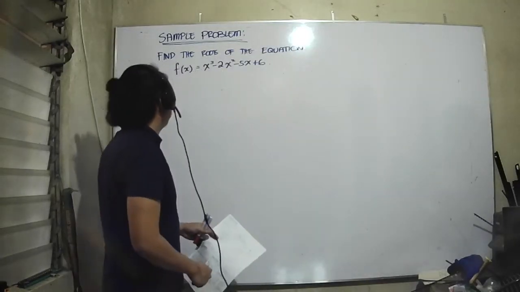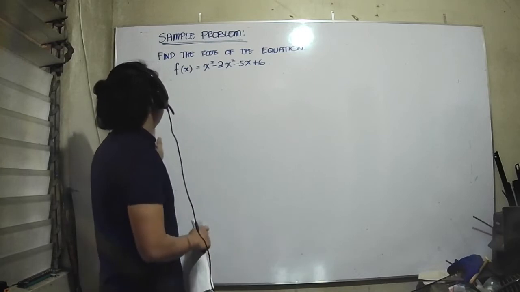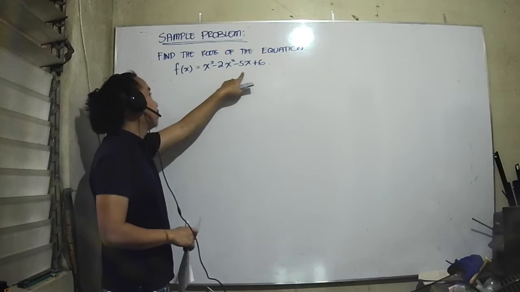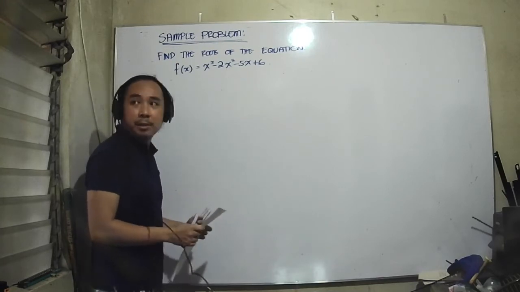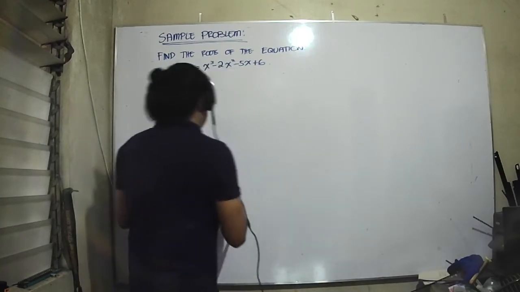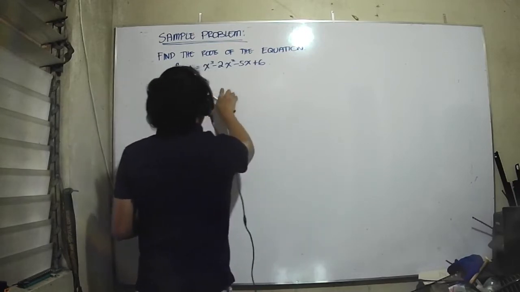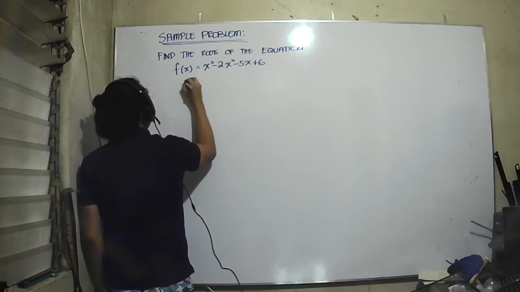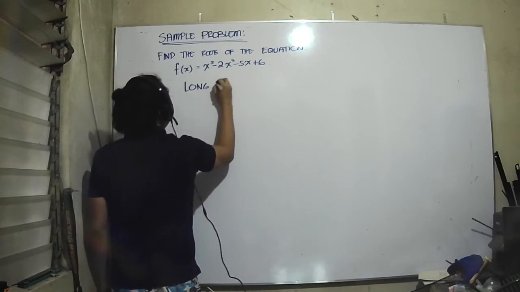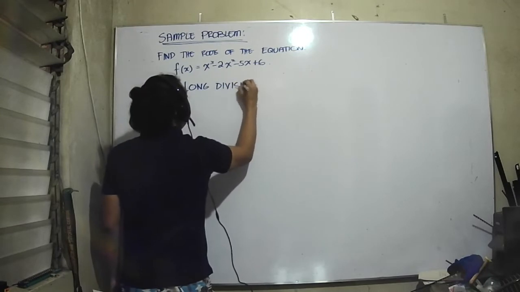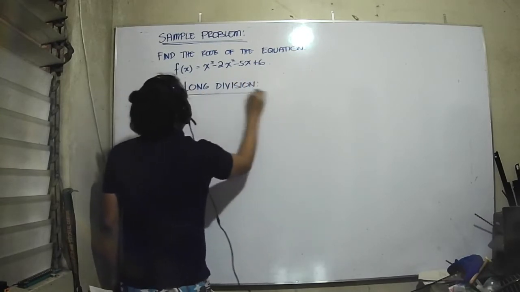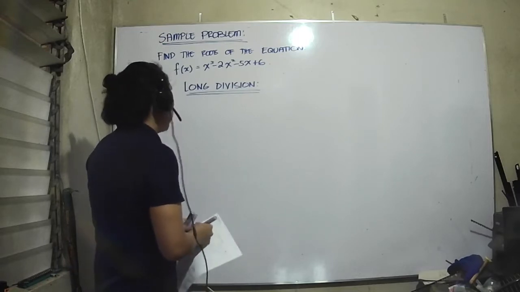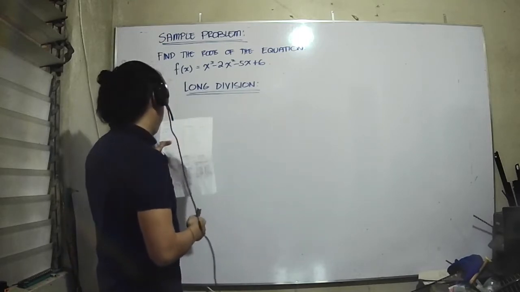So we go with another sample problem. We need to find the roots of the equation f(x) = x³ - 2x² - 5x + 6. Now, let's start with the normal methods, like always. I'd like to go with long division first. Long division.